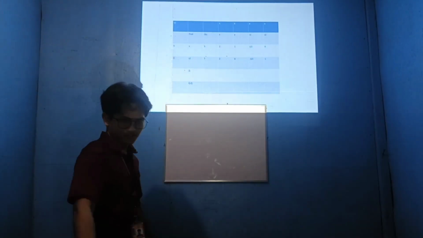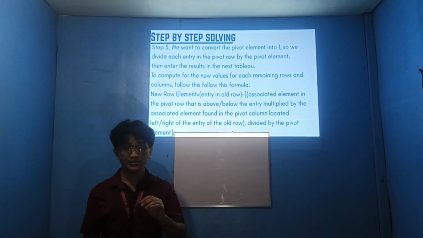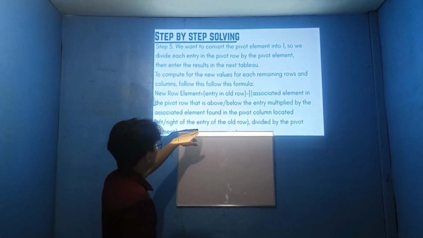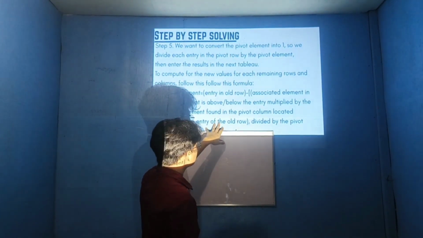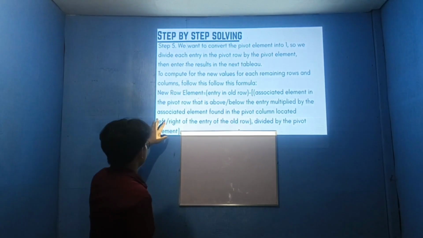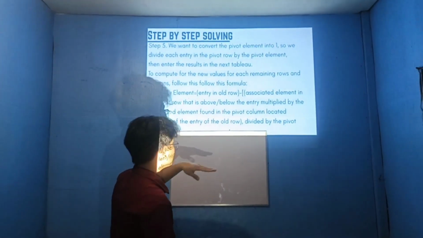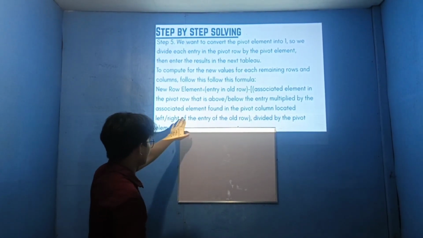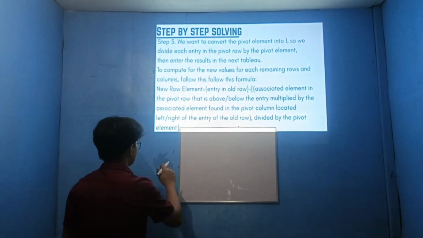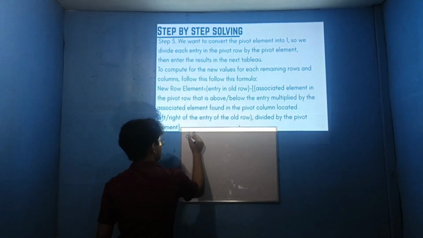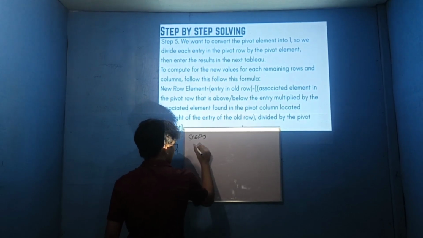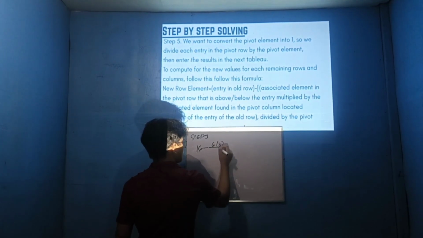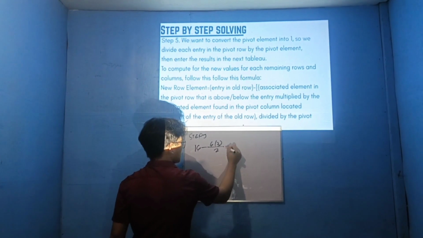To compute for the new values for each remaining row and column, follow this formula. New row element is equal to the entry in the old row minus the associated element in the pivot row that is above or below the entry, multiplied by the associated element found in the pivot column located left or right of the entry of the old row, divided by the pivot element. In step 5, we do 16 minus 6 times 3 divided by 2, we got 4.